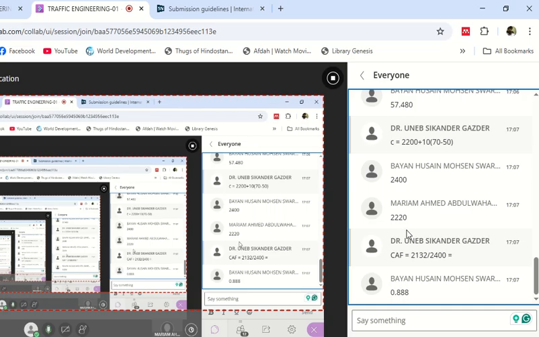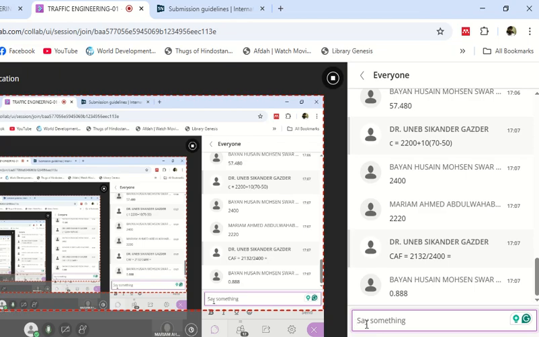No, the capacity with the work zone, how much is this? 2200 plus 10 into 20. Yes, 2400. Yes. Mariam did not multiply by 10. So 2400 is the correct answer.